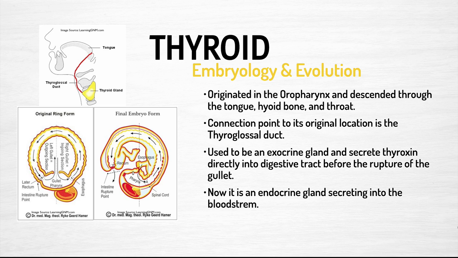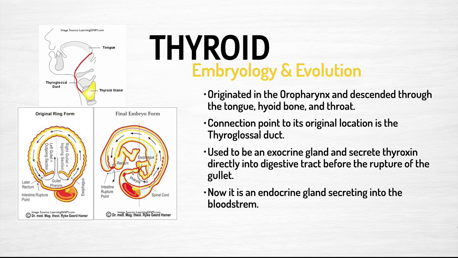Now, the thyroid gland used to be an exocrine gland, and what that means is it secreted thyroxine directly into the digestive tract instead of into the blood like it does today. And this brings up the original ring formation of the creatures that evolved later on to be humans. If you look over at the left-hand side at the original ring form, that is before the gullet ruptured. All creatures were these ring formations with one single gullet in and out. Instead of having a mouth and a rectum, it was just one hole.